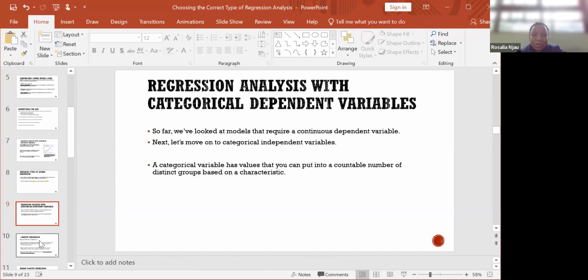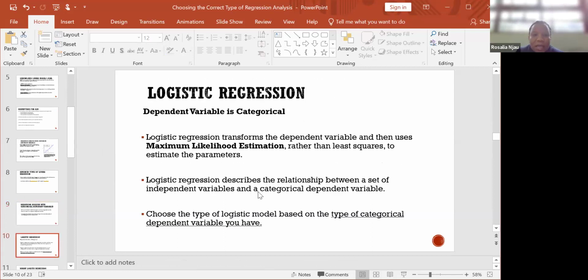So, regression analysis with categorical dependent variables. We have seen analysis where the dependent variable is continuous. Now we're going into regression analysis with categorical dependent variables. A categorical variable has values that you can put into a countable number of distinct groups based on their characteristics.